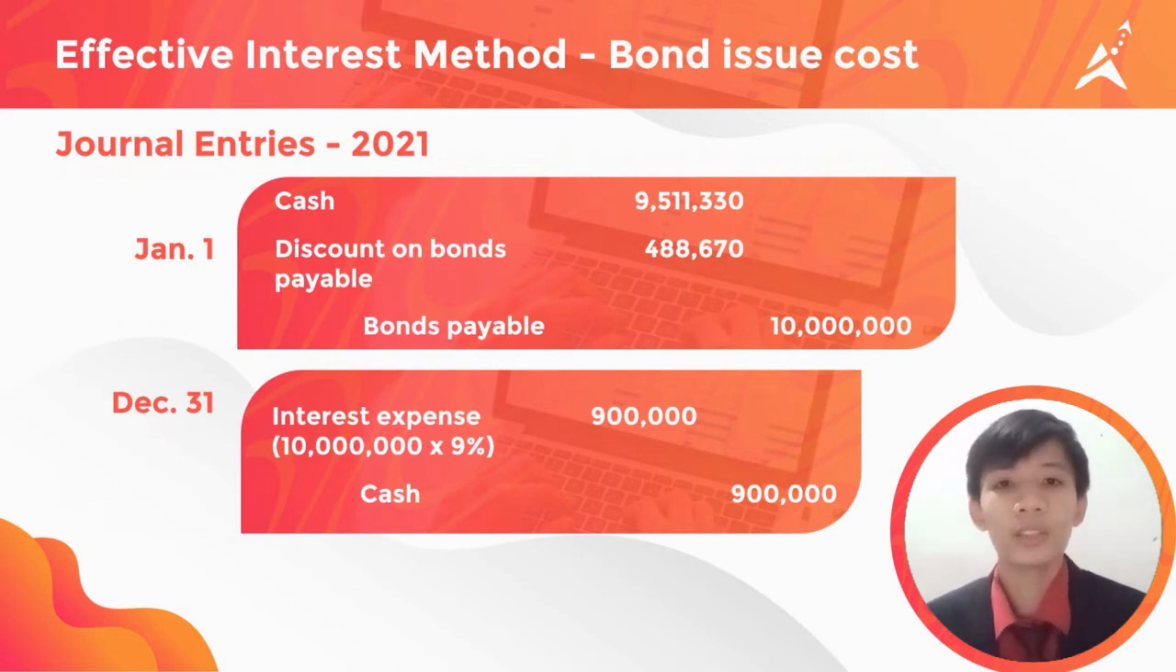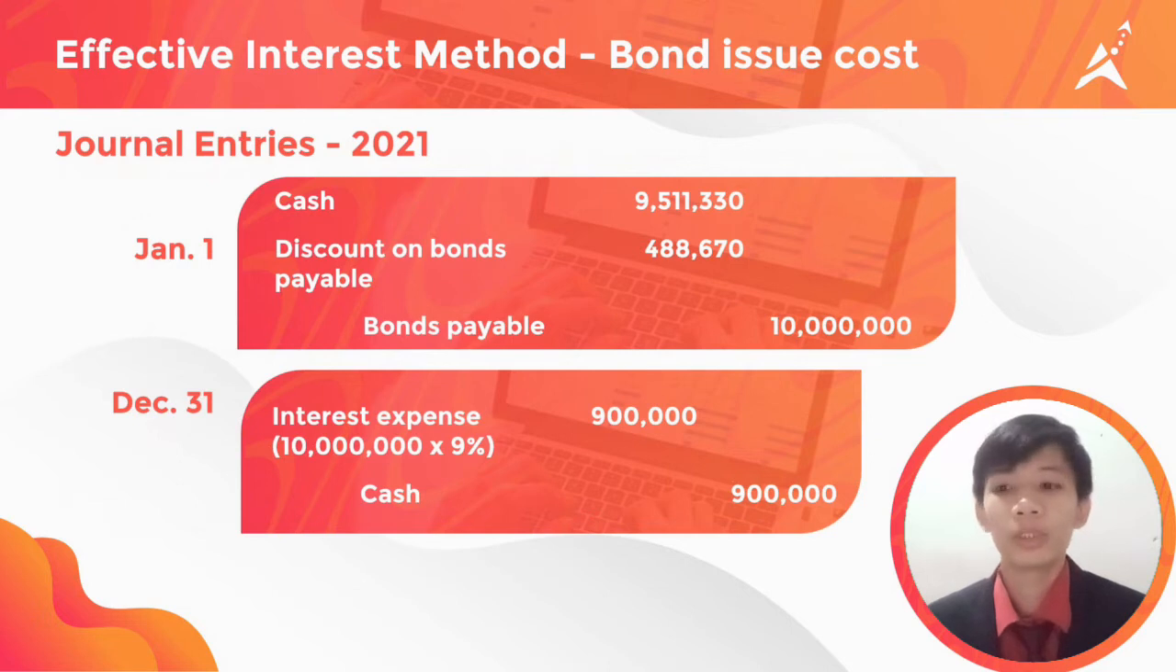As stated earlier, under the effective interest method, the bond issue cost is lumped with the discount on bonds payable. So the amount of the bond issue cost of 239,880 is added to the amount of the discounts on bonds payable of 248,790, thus resulting to the amount of 488,670. Next, journal entries. On December 31, to record the annual interest payments, debit interest expense 900,000, which is acquired by multiplying the principal by the 9% stated rate, then credit cash 900,000.